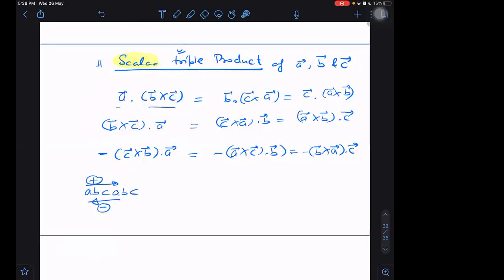CBA means which direction we are going. CBA means we are going C to B, B to A. So while we go C to B to A, what should we put here? Minus. This thing is minus of that. Is this point clear?